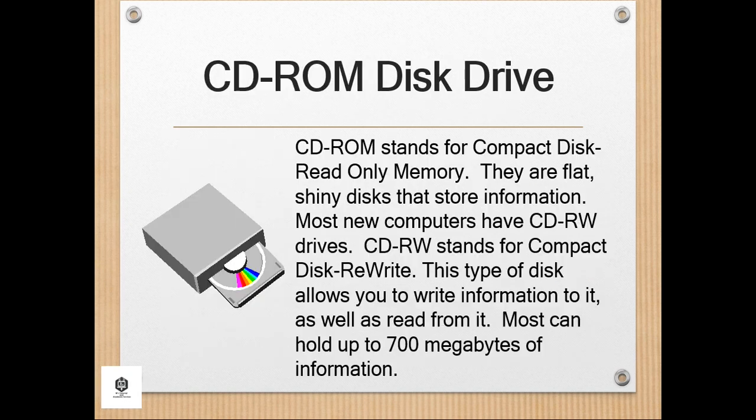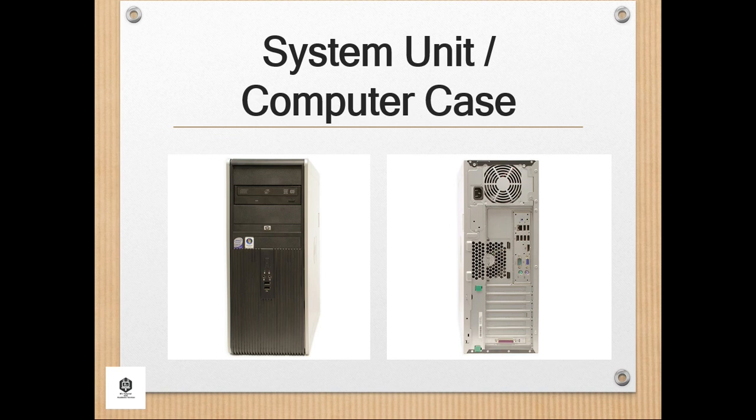Computer cases come in different shapes and sizes. A desktop case lies flat on a desk and the monitor usually sits on top of it. A tower case is tall and sits next to the monitor or on the floor. All-in-one computers come with the internal components built into the monitor, which eliminates the need for a separate case.